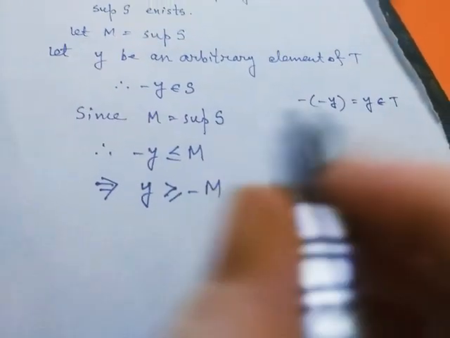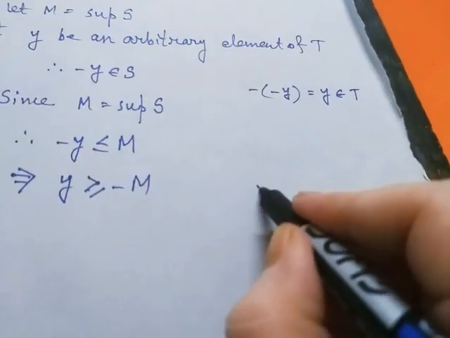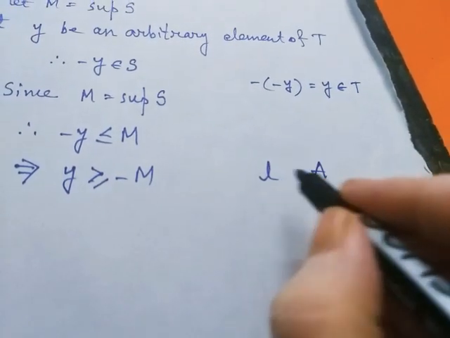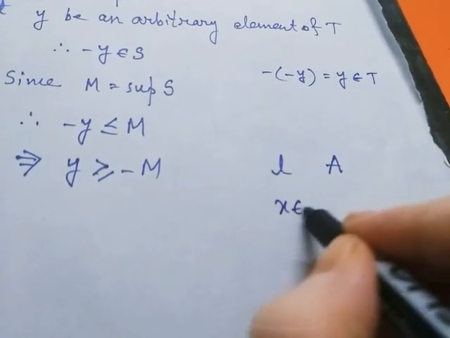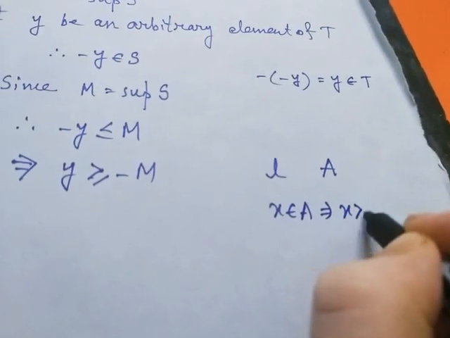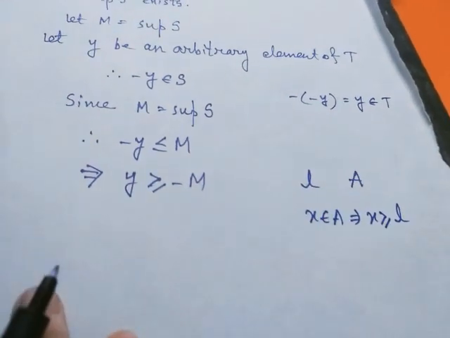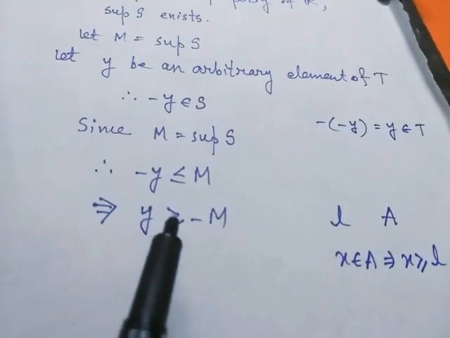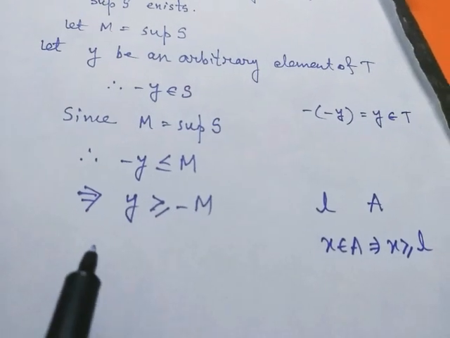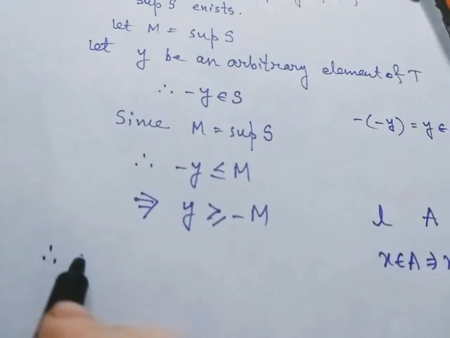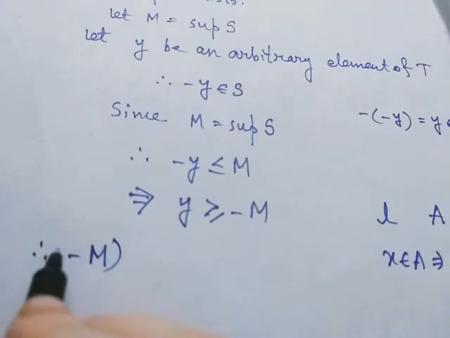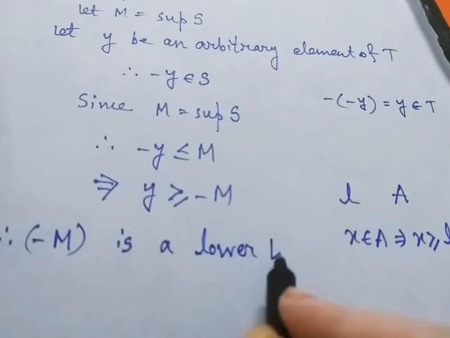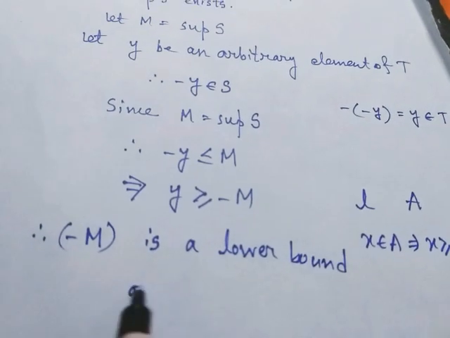Now what is the definition of a lower bound? A real number L is said to be a lower bound of a set A if every element of A is greater than or equal to L. That means x belongs to A implies x is greater than or equal to L. So here Y is an arbitrary element of T, that is, every element of T is greater than or equal to minus capital M. Therefore minus capital M is a lower bound of T.